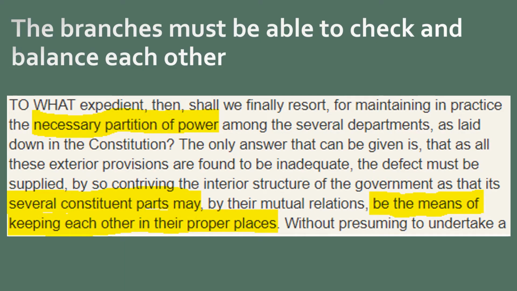All right, so Madison here in Federalist 51, he starts off, he's talking about a necessary partition of power. That means separation of powers. So we gave some power to the legislative, some power to the executive, and some power to the judicial branch in the Constitution. But then he goes on to talk about how those several constituent parts, meaning each of the three branches, are to be kept in their proper places by means of keeping each other in check. So he wants the branches themselves to be able to control one another, and the term that we use for that is checks and balances. So that's the theme of Federalist 51, the need for checks and balances.